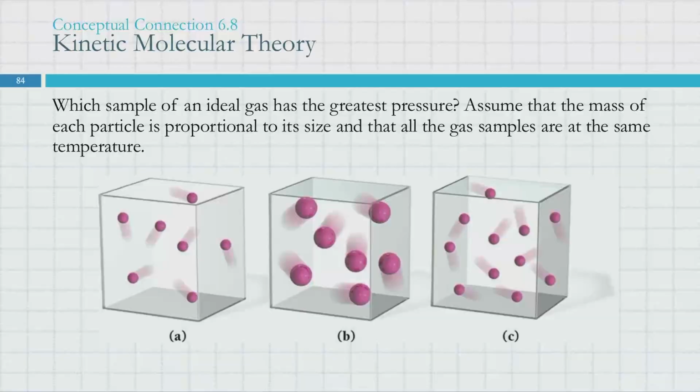All right, we've got some particles in a box. 3 situations. Which sample of an ideal gas has the greatest pressure? We want to assume that the mass of the particle is proportional to its size and that all the gas samples are at the same temperature. So same size box, they're at the same temperature, and the mass of the particle is proportional to its size. So in B, these big balls are going to be much more massive than in A or C, where we've got the smaller particles.